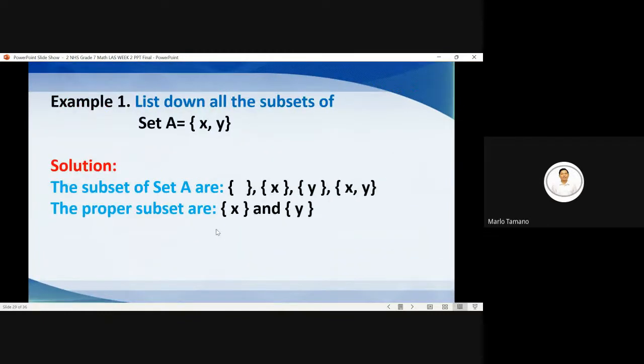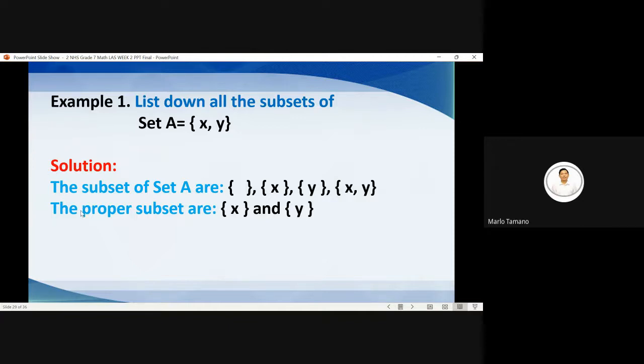Example. List down all the subsets of set A. It has X and Y as elements. Okay? Solution. The subsets of set A are empty. Ayan, syempre, empty, yung walang laman po. Tapos, X, one at a time. Y din po, one at a time pa rin. Then, two at a time, the original elements or the set itself, or the given set. So, the subsets of set A are empty, X, Y, XY. Count. 1, 2, 3, 4. Apat po. Okay? So there are 4 subsets.